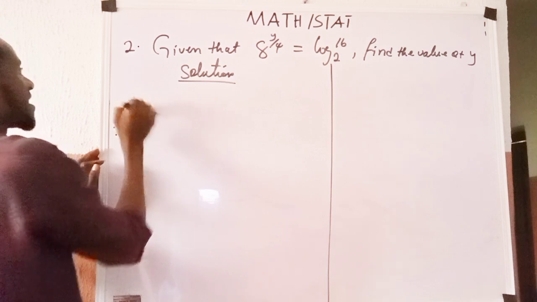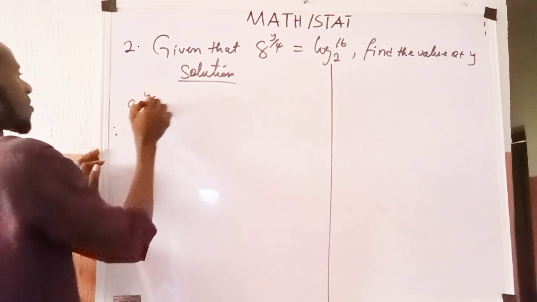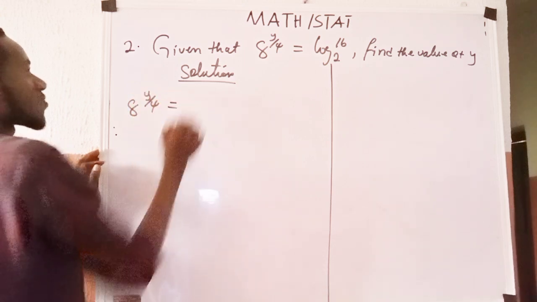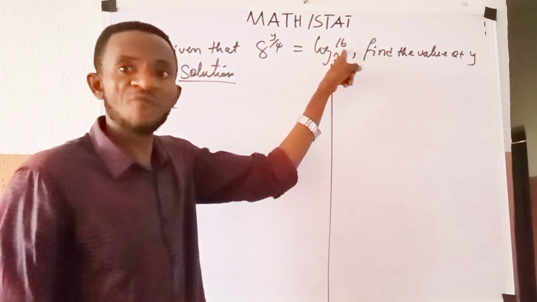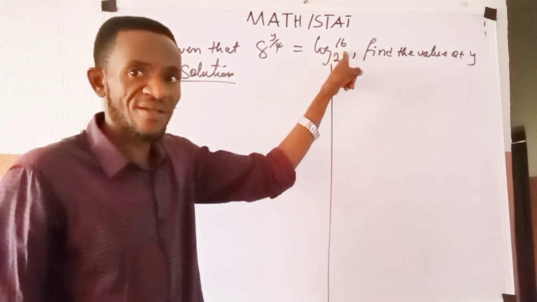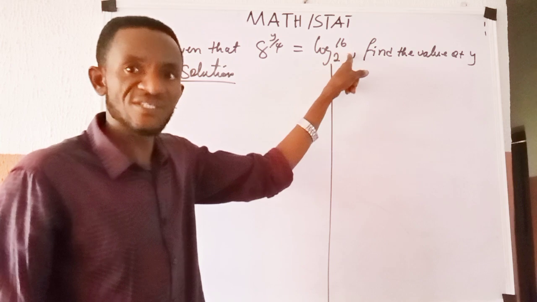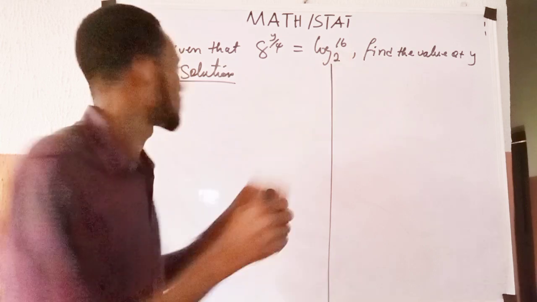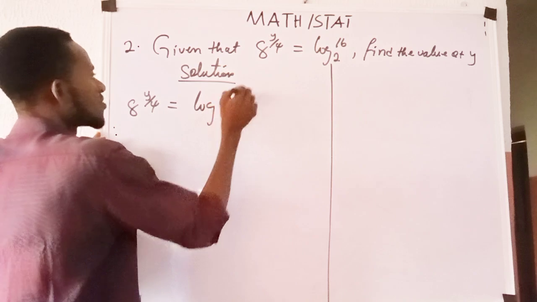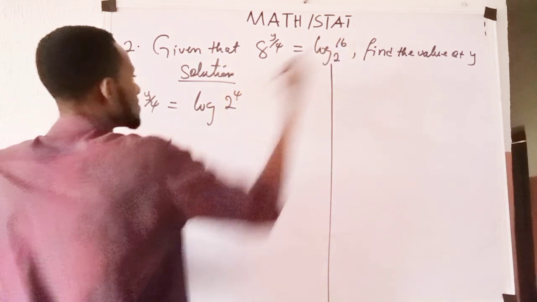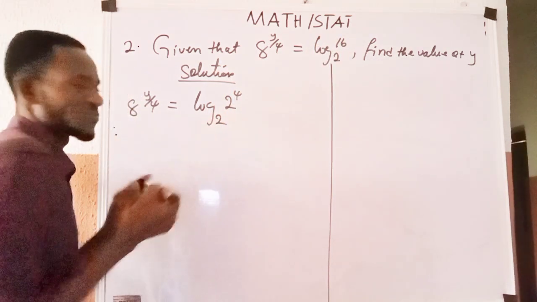Here is 8 raised to power y all over 4 is equal to. Of course, you know that this 16 can be converted to an index number. That is 2 raised to power 4 is 16. So I can use 2 raised to power 4. So I now have that this is log of 2 raised to power 4 in place of 16 to base 2.